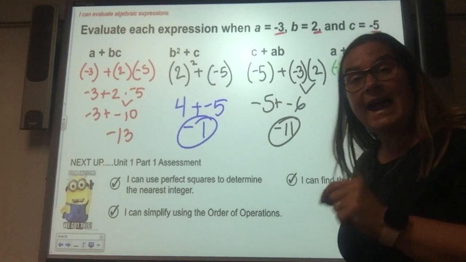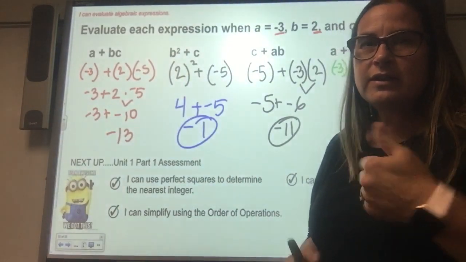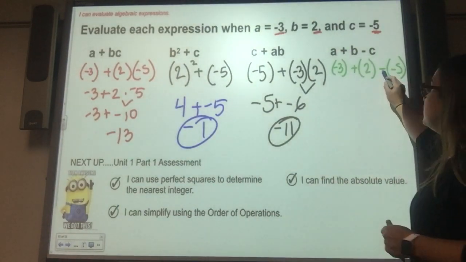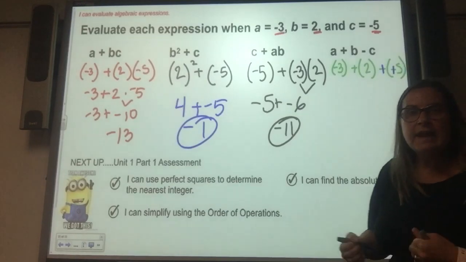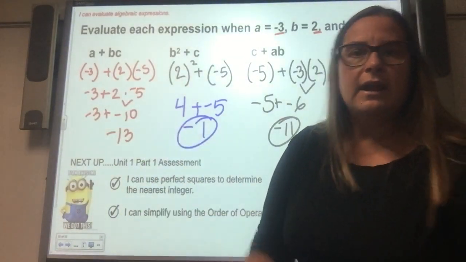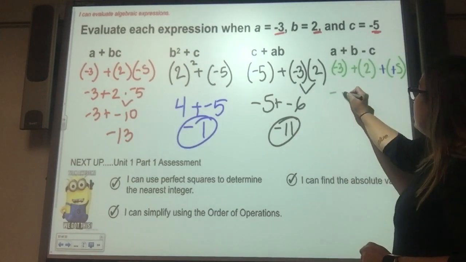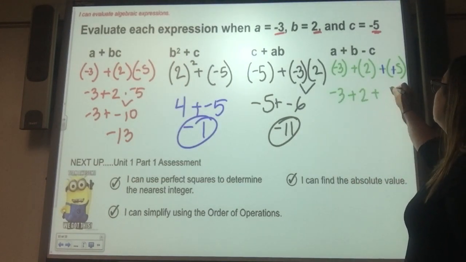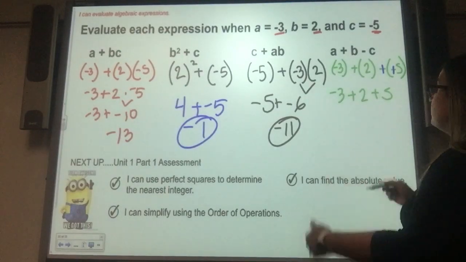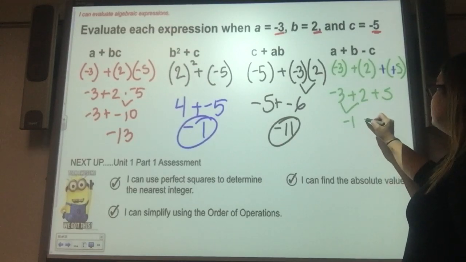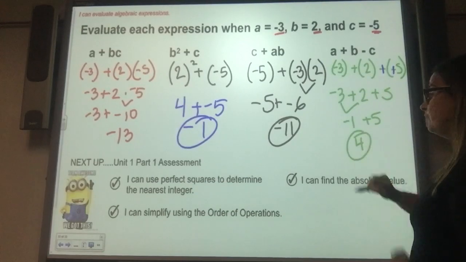Now, for those of you who like to add up or keep change, I've heard, or whatever process you want to do, this is a good time to do it. You can change it from subtracting a negative to adding a positive. If that helps you out, do that. If it doesn't, don't. It's all about what you need, okay? So, -3 plus 2 plus 5. Both are adding, so I'm going to work left to right. -3 plus 2 is -1, plus 5 is going to be 4.